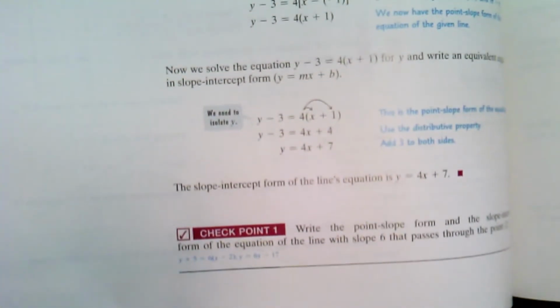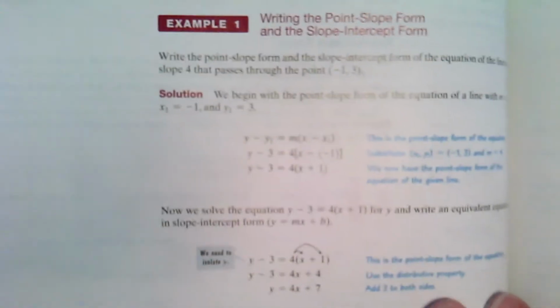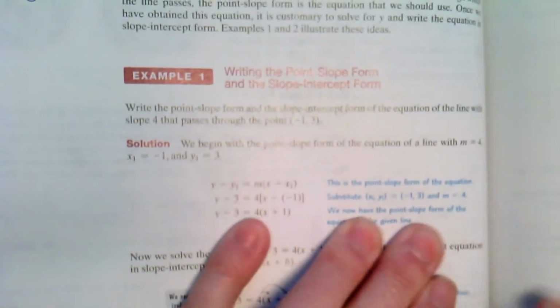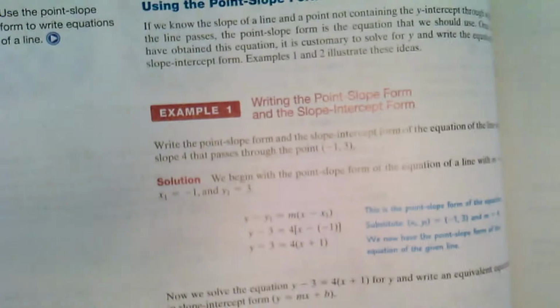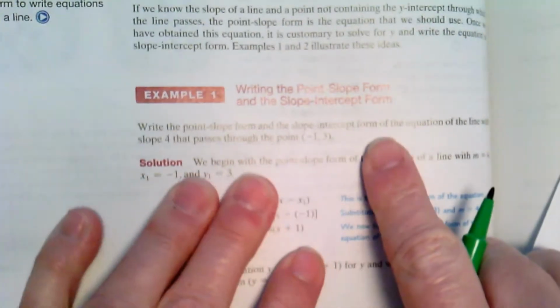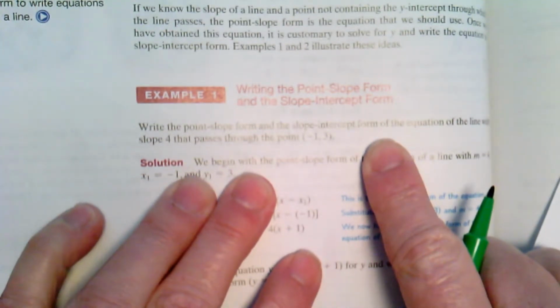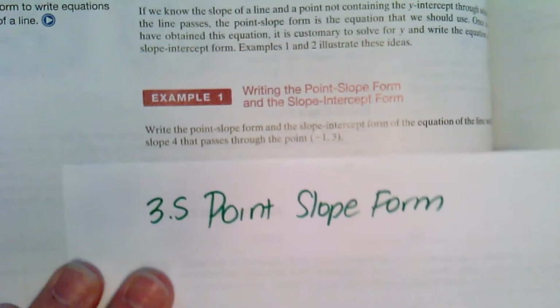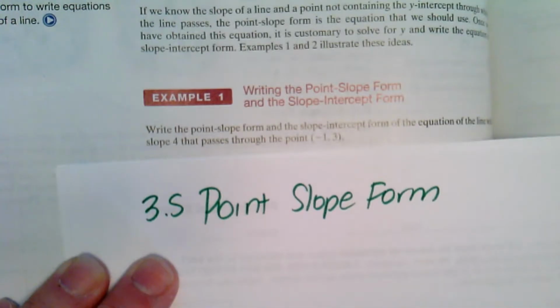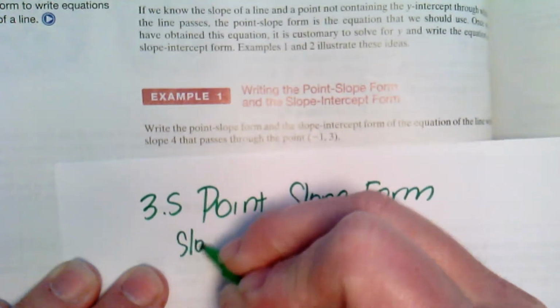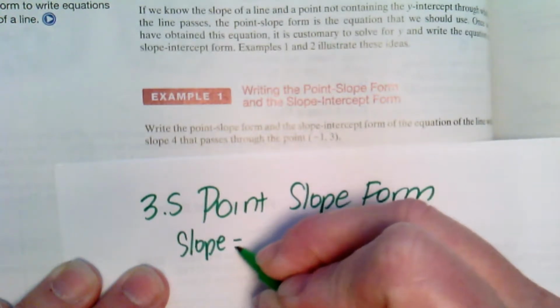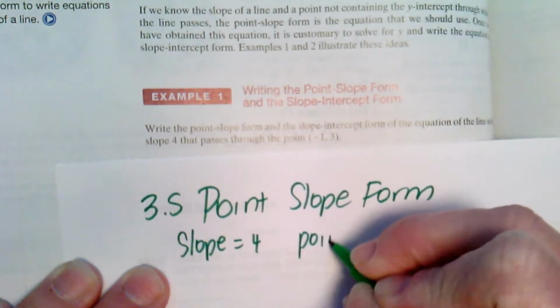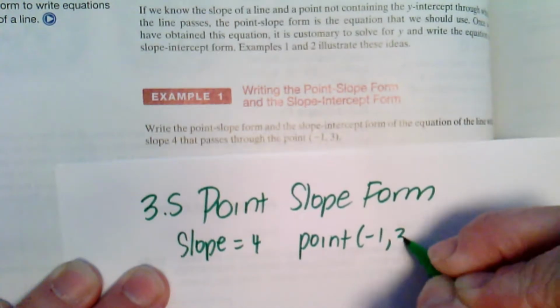Alright, so let's look at here. Let me get some paper. It says write the point slope form and the slope intercept form of the equation of the line with the slope of 4 that passes through the point (-1, 3). So just let me write that real quick and then we'll do some discussing. So I can move the book.